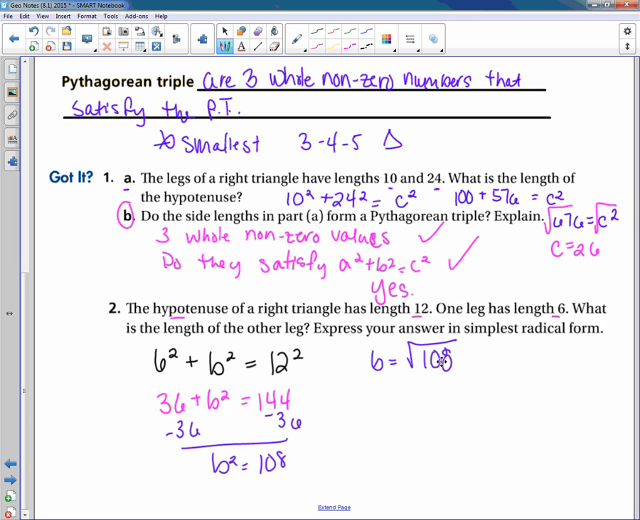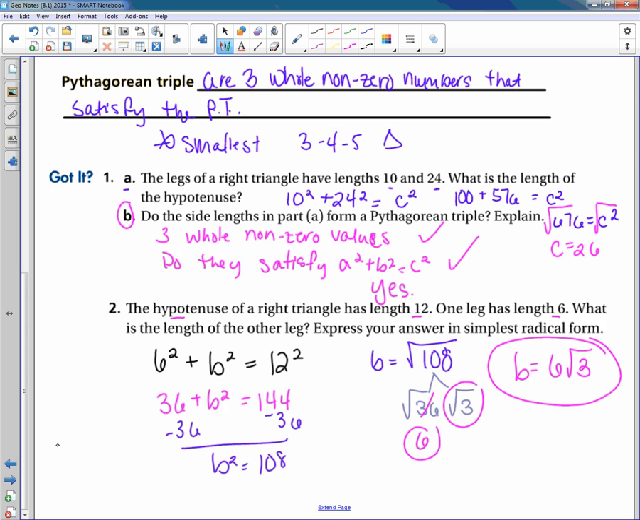And I think that may be divisible by 36. Let's see. Yes, it is. So that's going to factor into the square root of 36 times the square root of 3. The square root of 36 becomes 6. And then the square root of 3 cannot be simplified. So b will equal 6 times the square root of 3. And that will be my final answer in radical form.